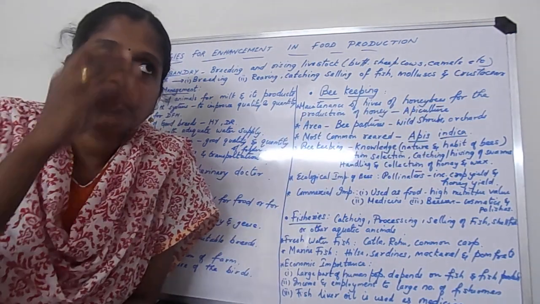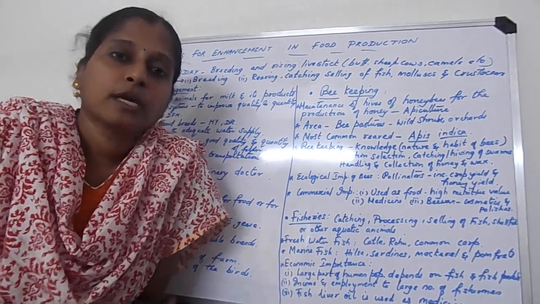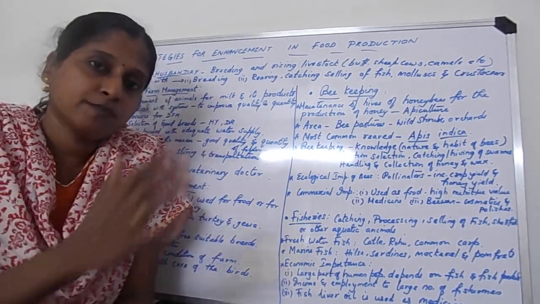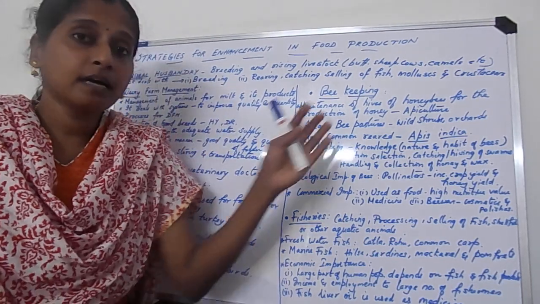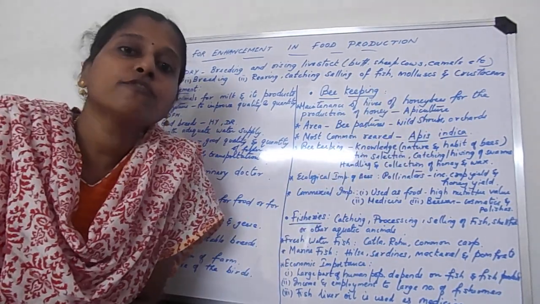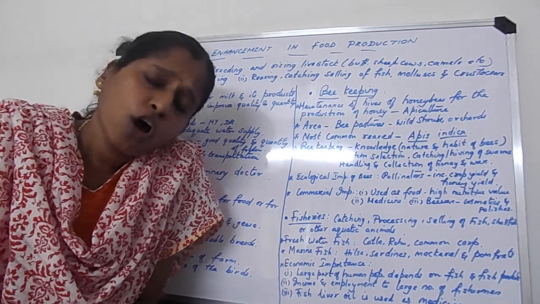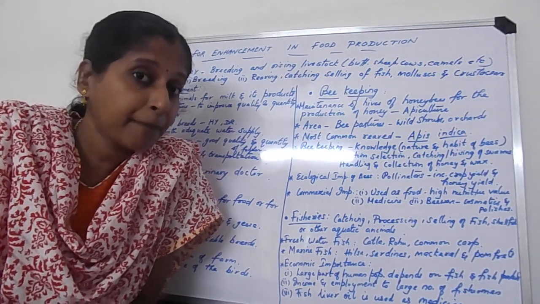Hives means the living place of the bees, the apiary. So maintaining the hives of honeybees for production of honey, we call it beekeeping, or we give it the term apiculture.